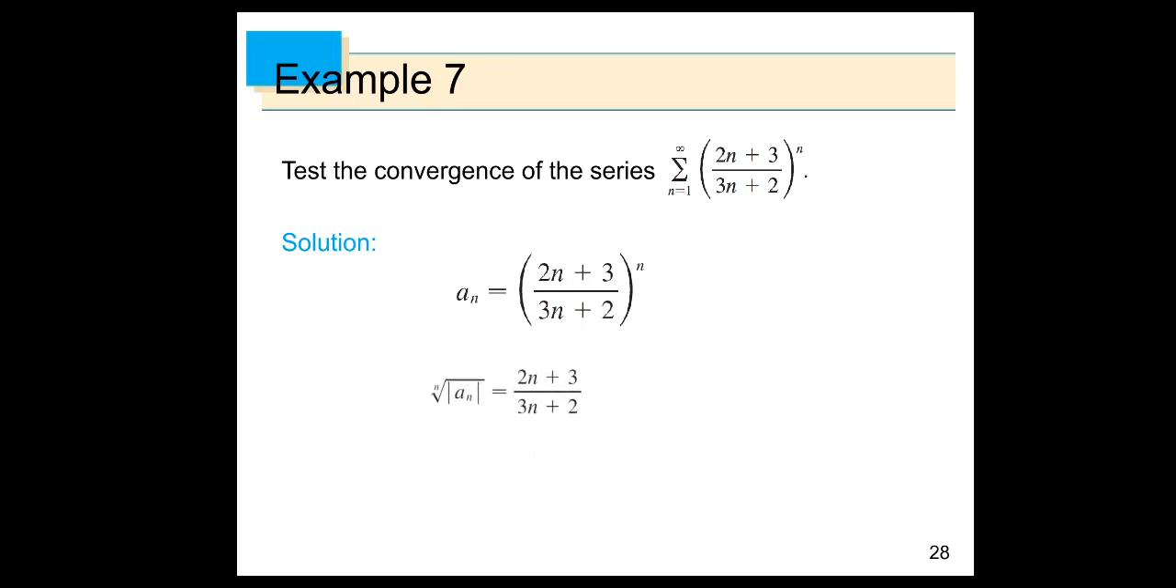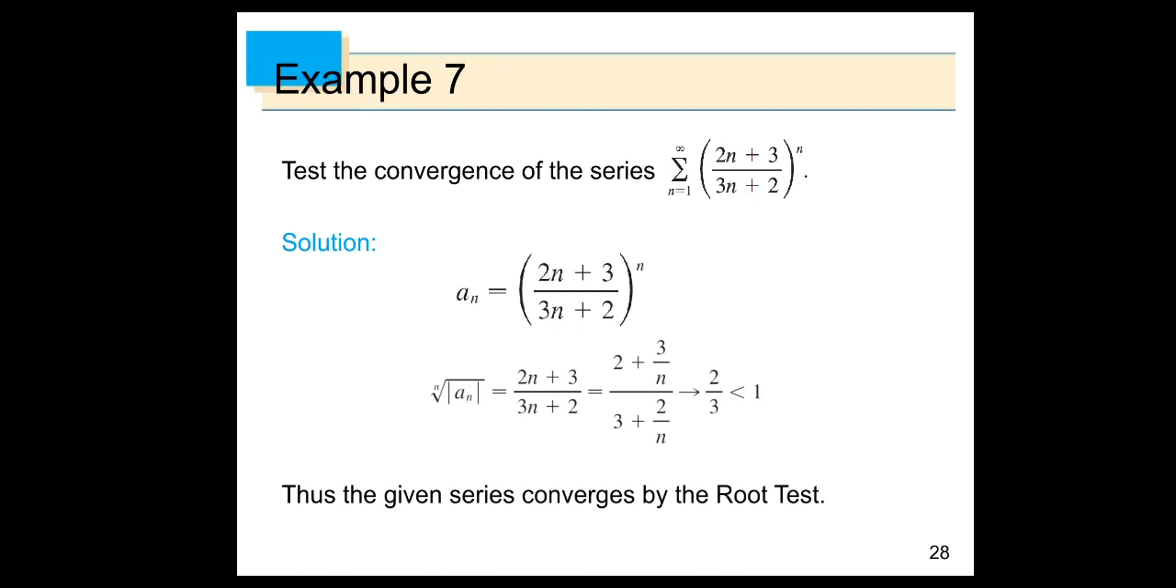So we simplify it down in this form, and write the nth root of a sub n equal to (2n+3)/(3n+2), right? When we simplify, we have (2 + 3/n)/(3 + 2/n), and that goes to 2/3, and 2/3 is less than 1, which means our series is convergent. So the given series converges by the root test. It's proved that this series is convergent with the help of the root test.